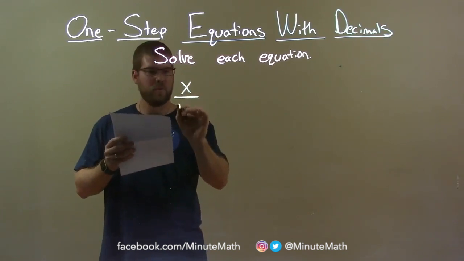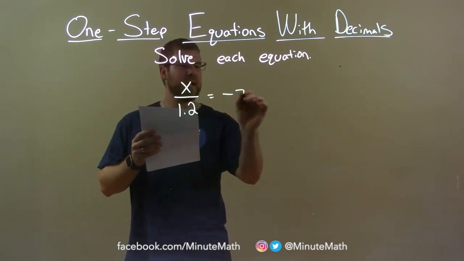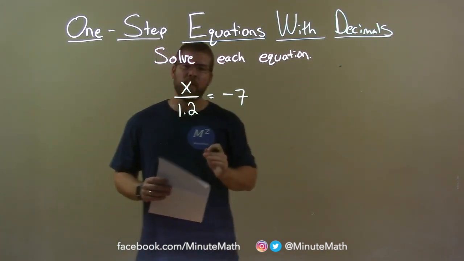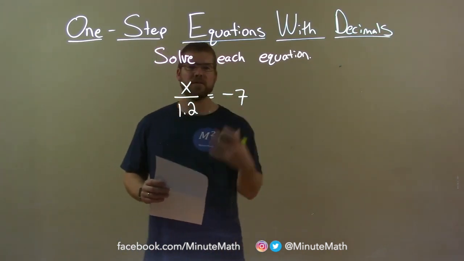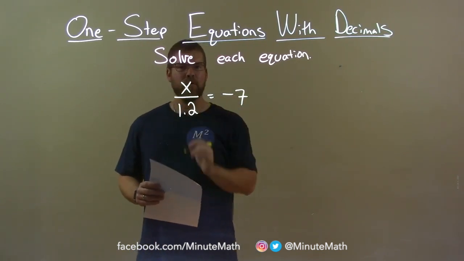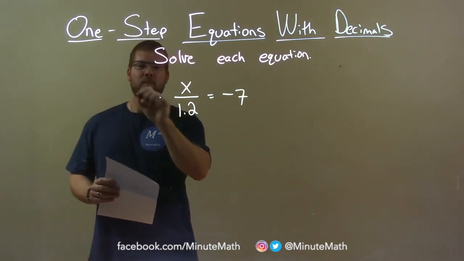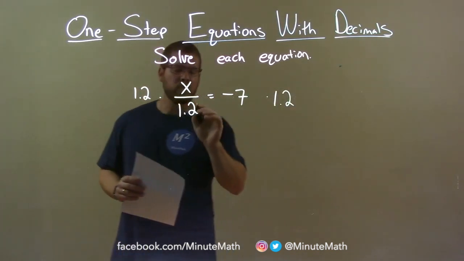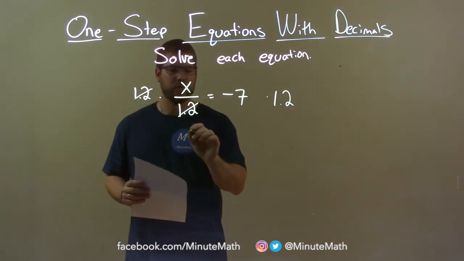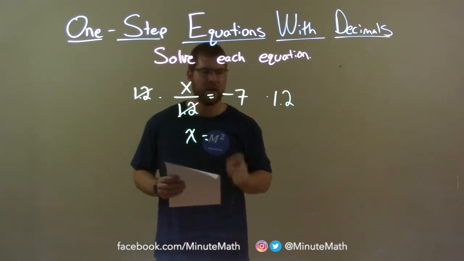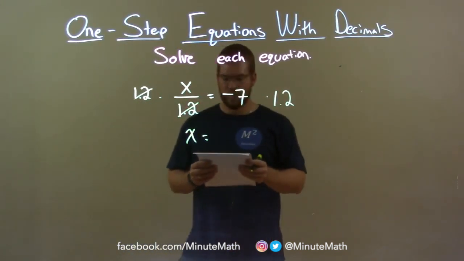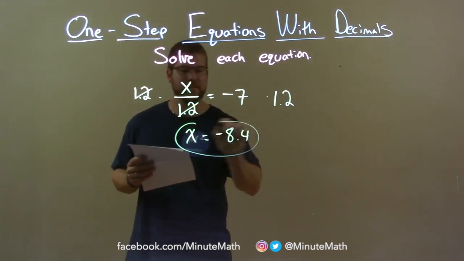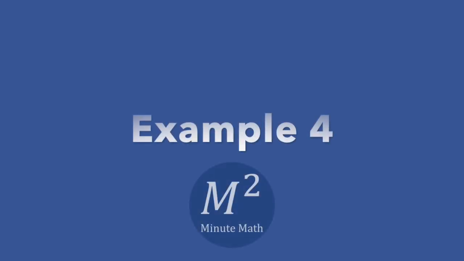x over 1.2 equals negative 7. I want to get x by itself. It's being divided by 1.2. So to bring 1.2 over to the right, I need to multiply both sides by 1.2. In doing so, 1.2 gets canceled on the left, giving me x by itself. Now, I'm left with negative 7 times 1.2, which is negative 8.4. And so my final answer is just negative 8.4.